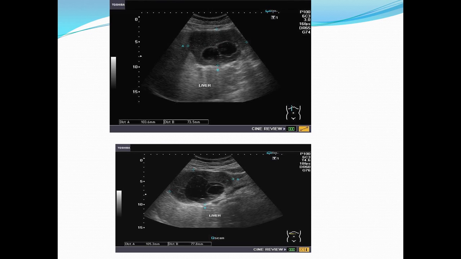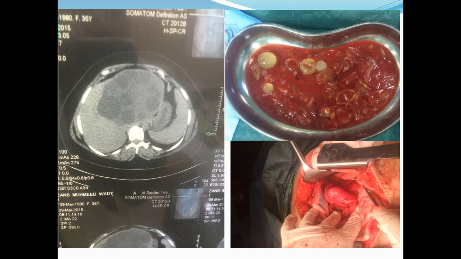This slide shows 2 pictures of ultrasound scan showing hydatid cyst of the liver. This slide shows a CT scan of a big liver hydatid cyst, and you could see the operation for it. Exposure of the liver area contains the cyst, and then these are the multiple daughter cysts and laminated membrane in the kidney dish during surgery.